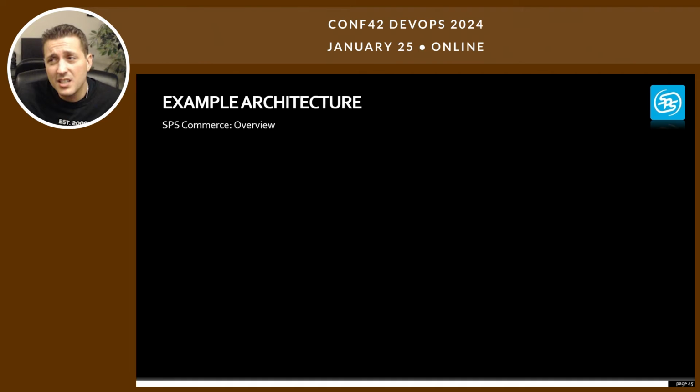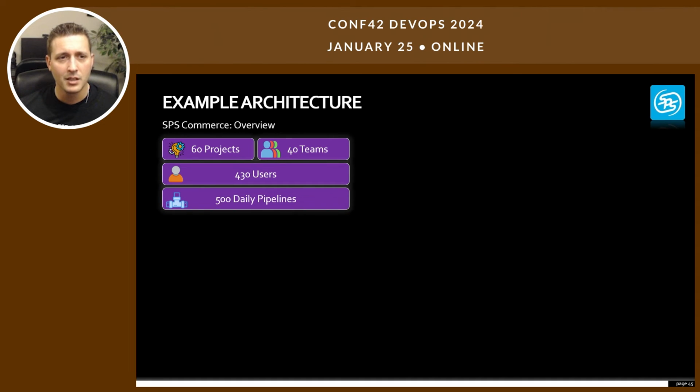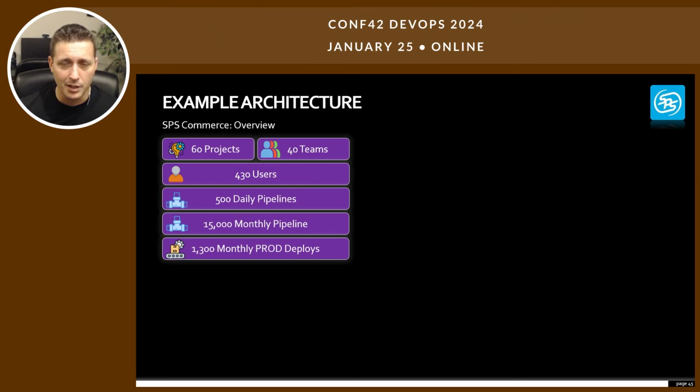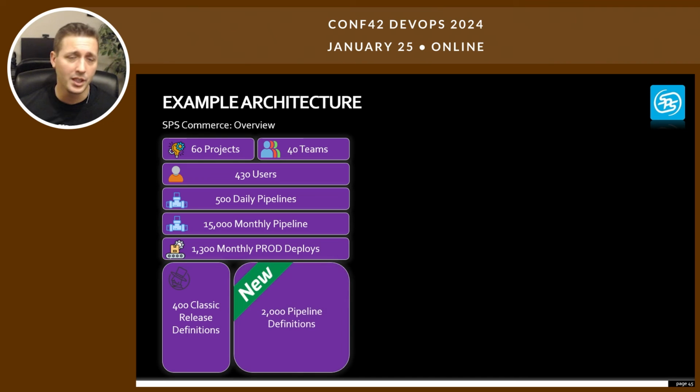I'll show you how we do this a little bit at SPS Commerce based on what we've learned so far. And so here's a state of the union, or a state of overview, for SPS Commerce and how we think about Azure DevOps. We have 60 plus projects. We have 40 plus teams now, closer probably now to 500 users in the last little bit. We run 500 daily pipelines, 15,000 monthly deploys, and we run over 1,300 monthly production deploys as well. We are running the classic ecosystem, some definitions, but most importantly, we're using these templates to roll out over 2,000 pipeline definitions today that our teams are participating in.